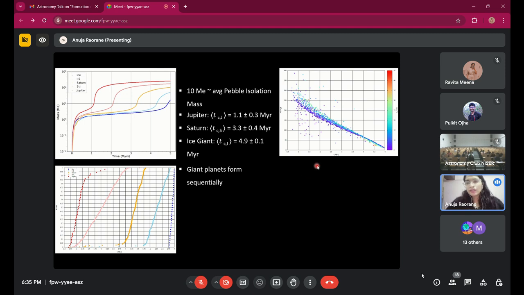So if at around 1.5 million years a 10 Earth mass core is forming, it will most likely end up at around 200 Earth masses. So that basically shows you that giant planets form sequentially.